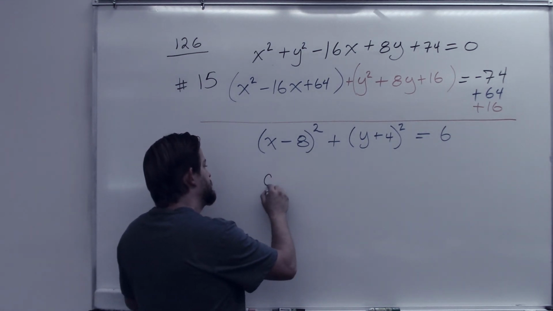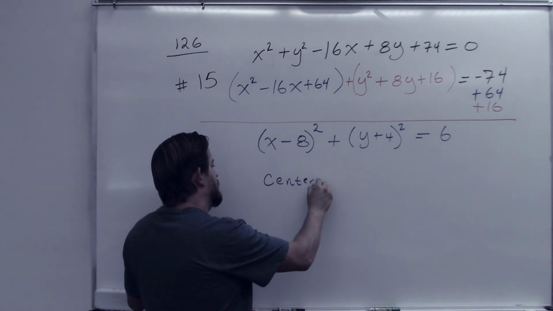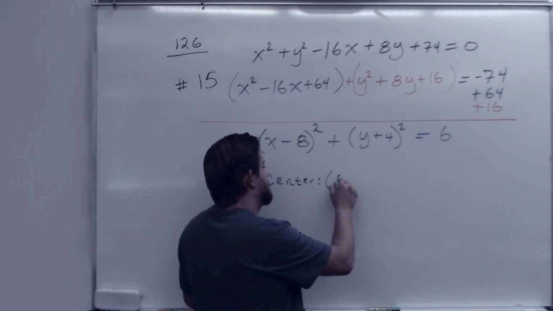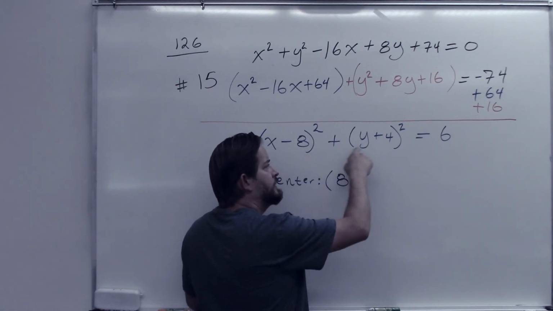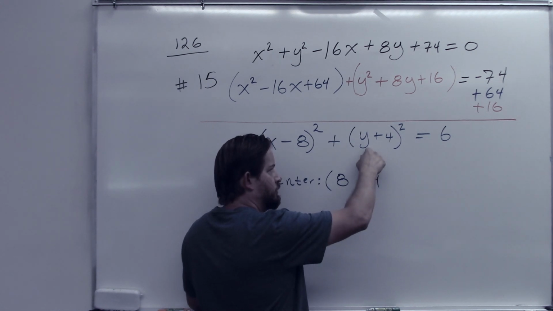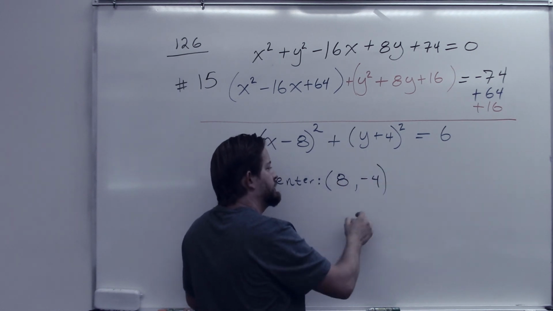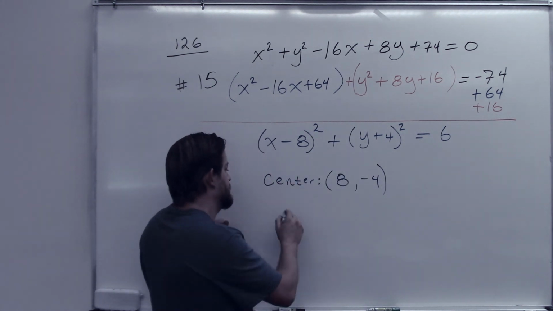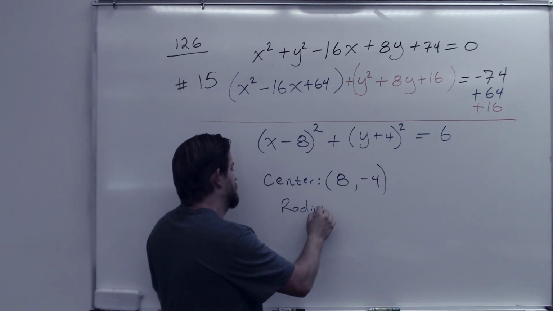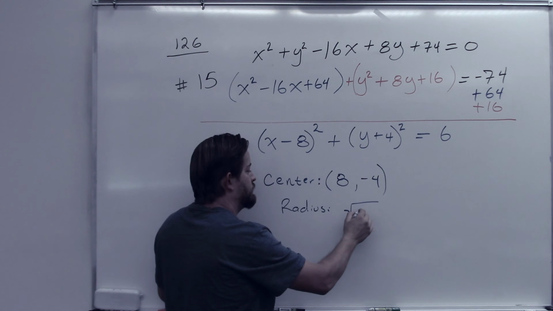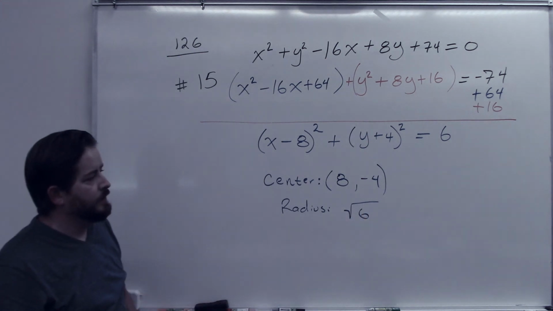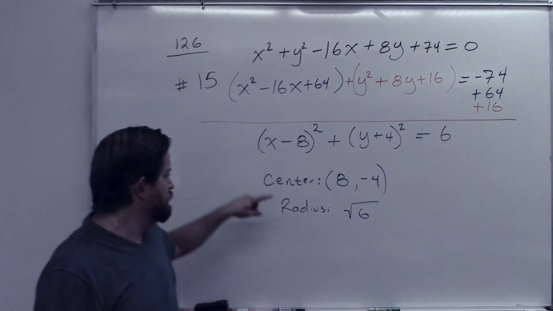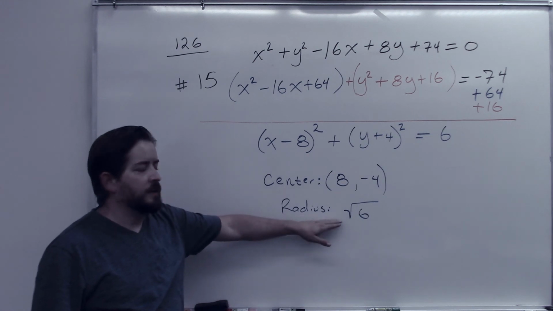I can see here that my center happens at 8, positive 8, because this is x minus 8. You gotta watch out for these minuses here. And negative 4, because this is y minus negative 4 to give you a plus 4. So my center happens at 8, negative 4. And then the radius is the square root of that, so that's square root of 6. And that is 15, and in fact, that's also 14. 14 asks you for the center, 15 asks you for the radius.